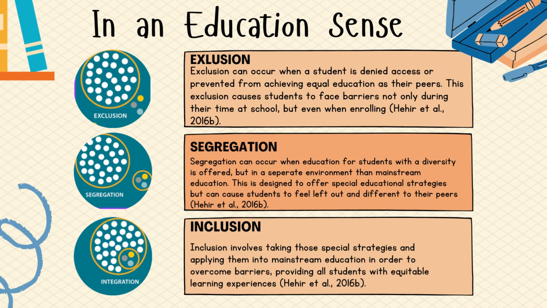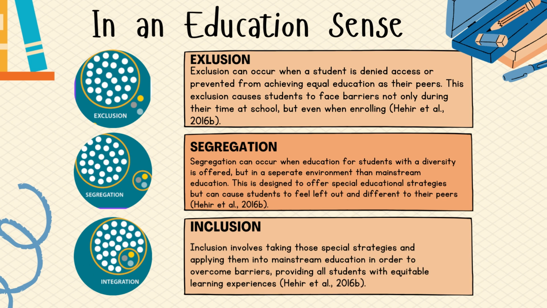There are three main categories of the inclusivity spectrum. These categories range from exclusion to inclusion. Exclusion can occur when a student is denied access or prevented from achieving equal education as their peers. This exclusion causes students to face barriers not only during their time at school, but even when enrolling.